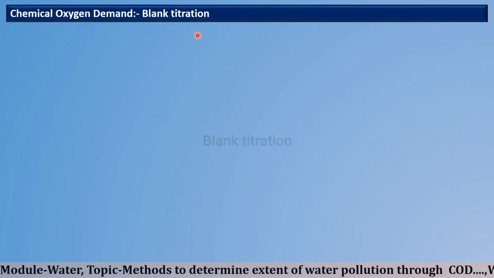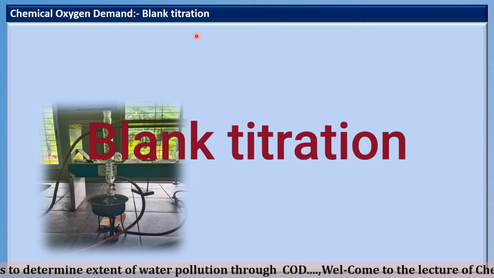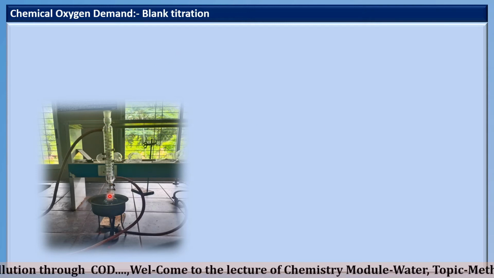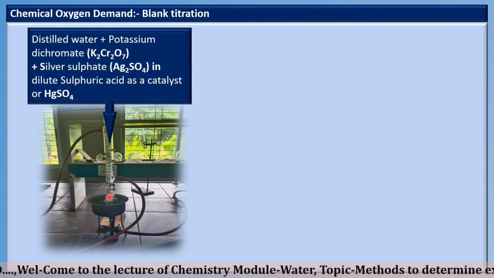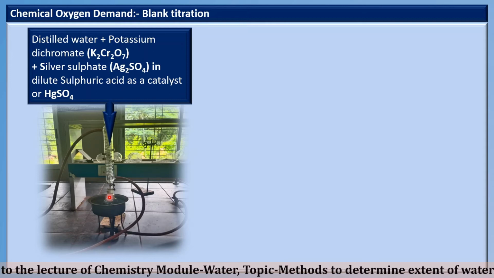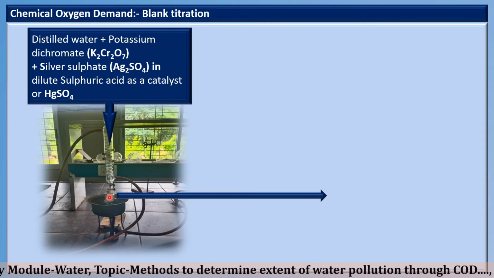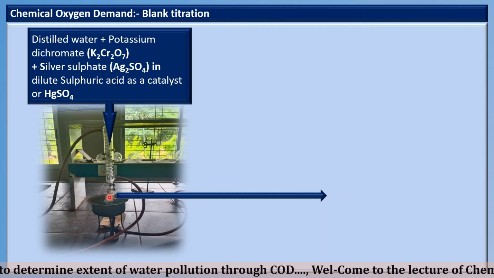In a similar way, the other part is the blank titration. For the blank titration, another setup is required. We use a water condenser connected to a round bottom flask in which the contents are distilled water plus potassium dichromate plus silver sulfate in dilute sulfuric acid as a catalyst, or mercuric sulfate. Again, it is refluxed for 1.5 hours.